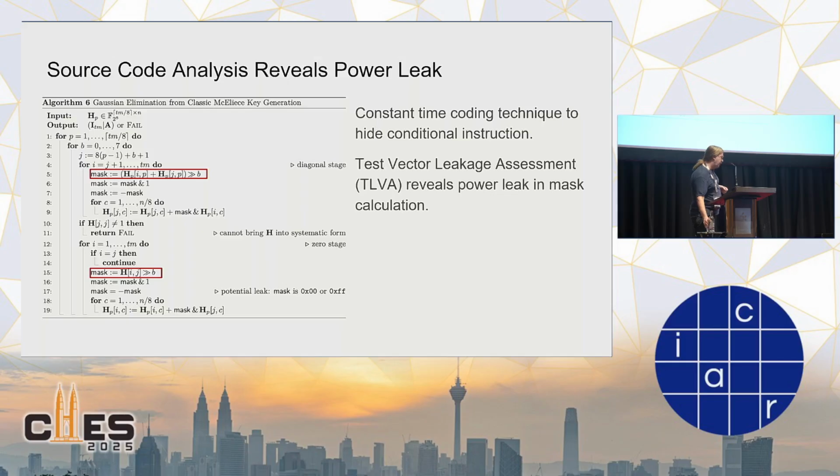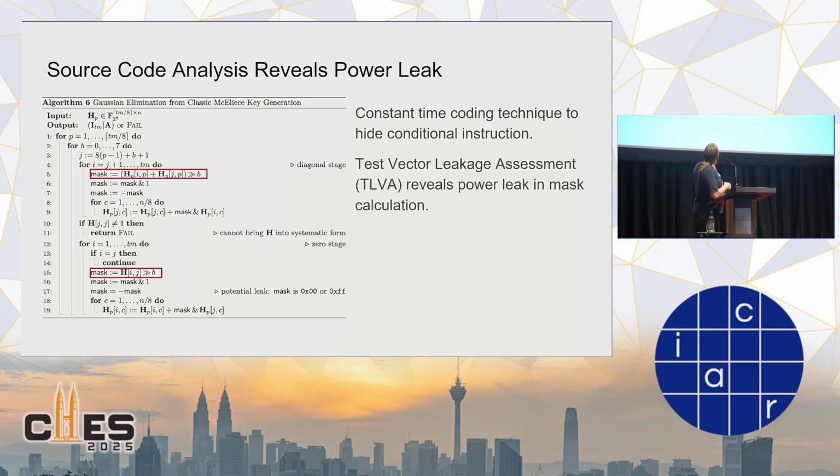And I won't go into detail here, but it's important to see that there's no if here for the Gaussian elimination, because it's using constant time coding techniques, right? So the set of row additions is always the same. All rows always get added to everything else, but they are masked. So sometimes the row addition is actually performed, and sometimes it's just a no operation.